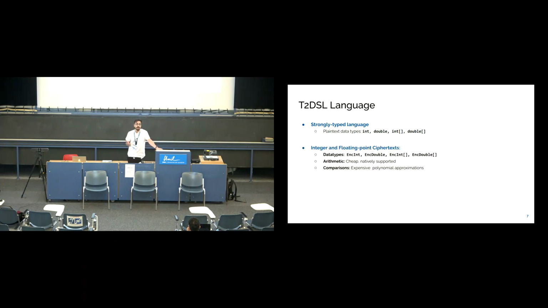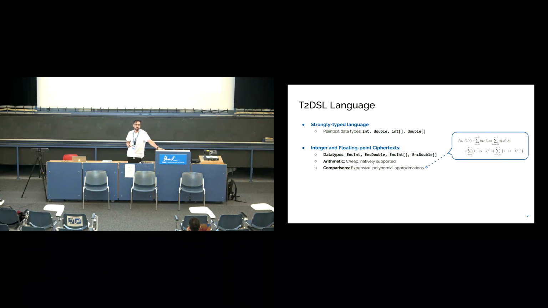Then when we deal with integer and floating point ciphertext, we have encrypted integers, encrypted doubles, and arrays. And as we mentioned before, when we have integer and floating point schemes, we have very cheap and fast arithmetic operations, additions and multiplications. But comparisons are almost never used because they're very expensive, and in order to do them, we have to do some polynomial approximations. So our compiler and the language support doing comparisons, but they are very slow because we use these polynomial approximations.